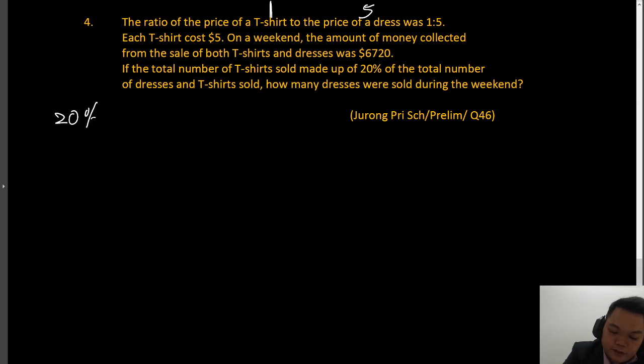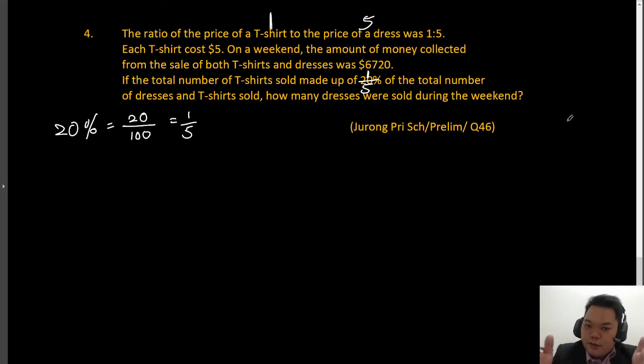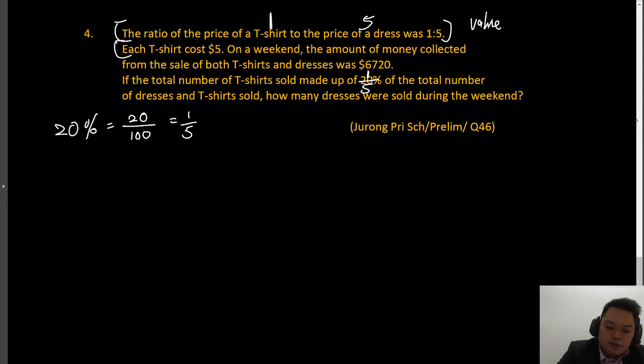So again, you have a fraction here, convert it to percent. You have a percentage, convert it to a fraction first. Just change this to 1/5 first. And at every stage, you have to identify exactly what is going on, or what the statements are referring to. Here, the first statement refers to the price of one t-shirt and one dress. This refers to the value of each item. Each t-shirt costs $5. This also describes the value of each item.